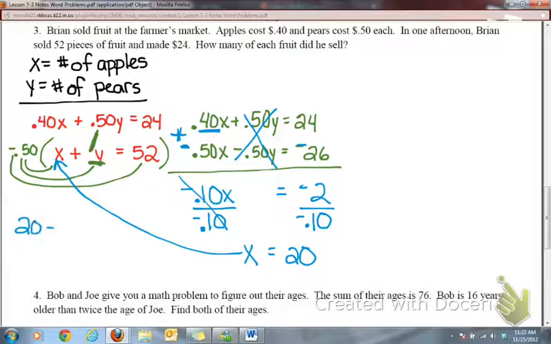20 plus y equals 52. Subtract the 20. And y equals 32. Yep. 20 apples and 32 pears. So now we just have to write our sentence.